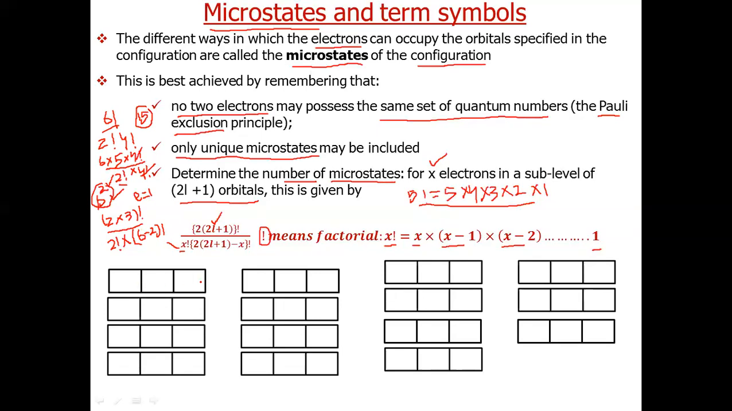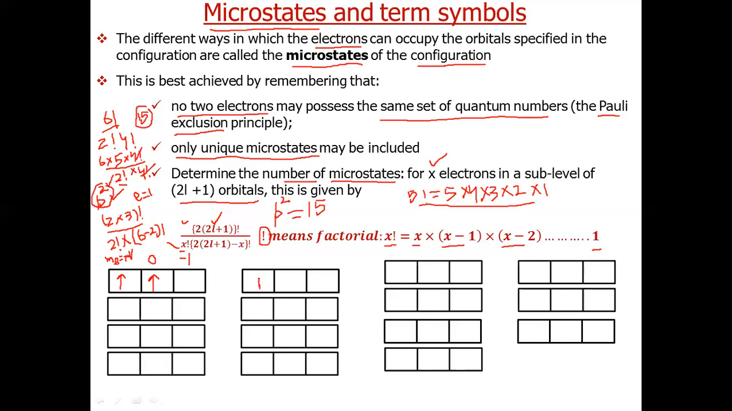Let us try to draw these arrangements. So this formula gives that for a p2 configuration, there are 15 different arrangements by which we can arrange these 2 electrons. Now let us try to draw these. First, this electron can be here, this electron can be here. Please keep in mind, for this orbital ml is +1, this orbital ml is 0, and this orbital ml is -1. Now this is the first arrangement.